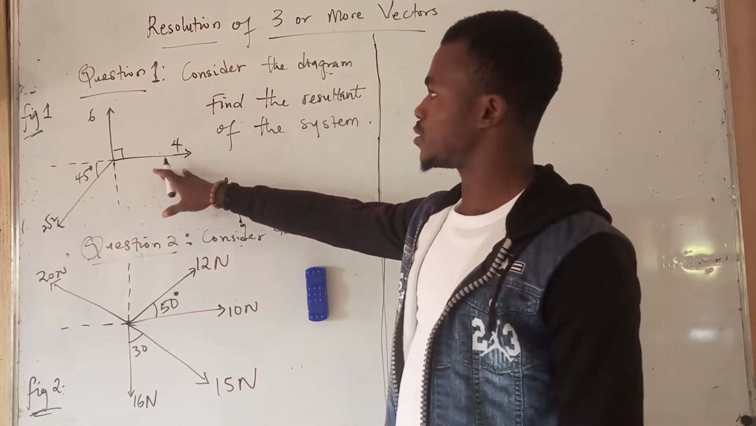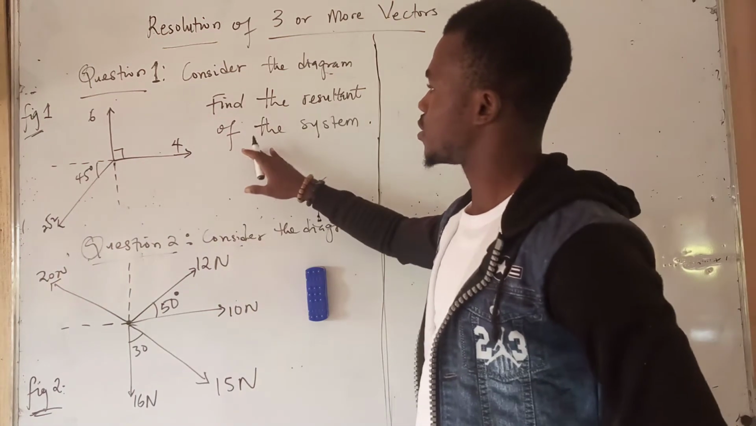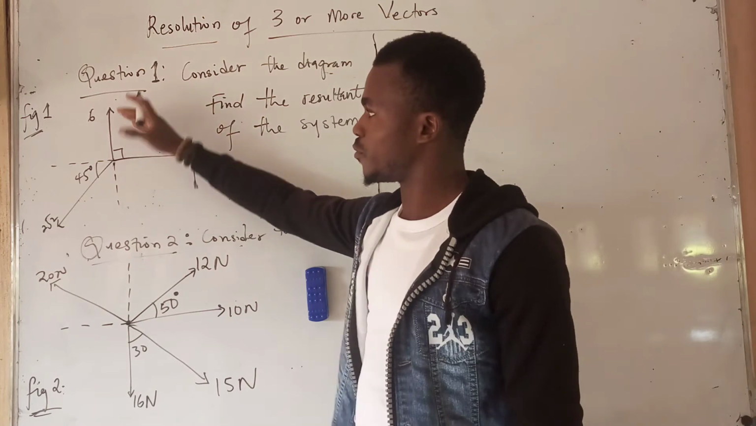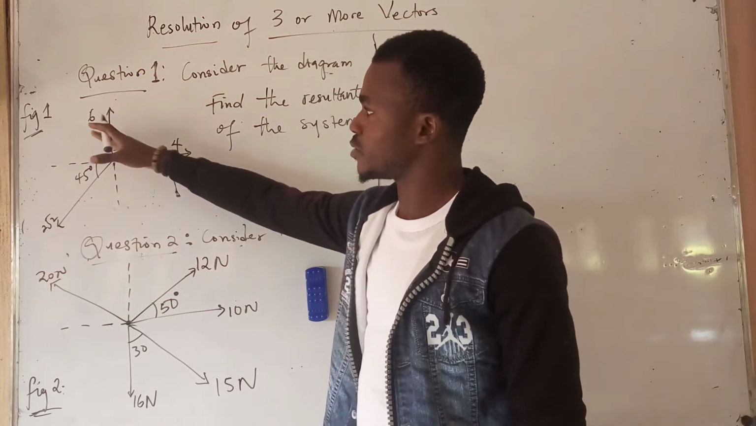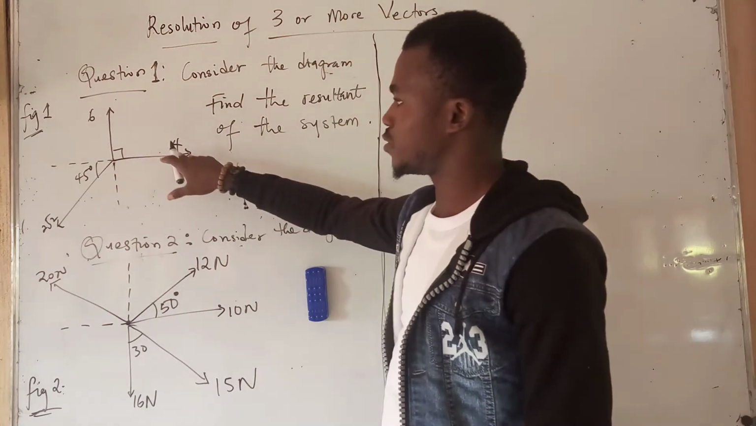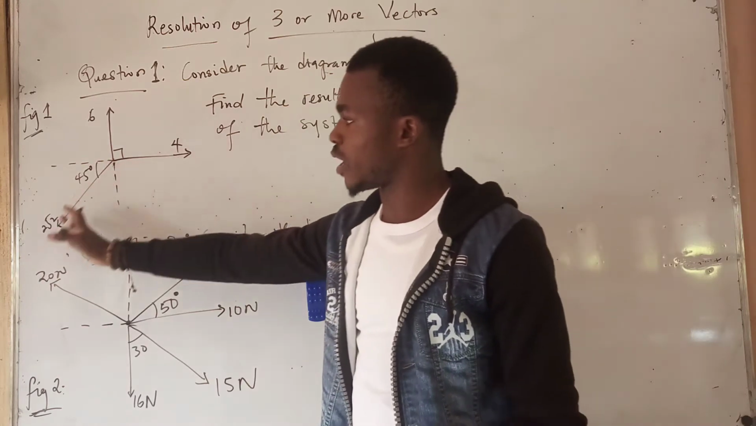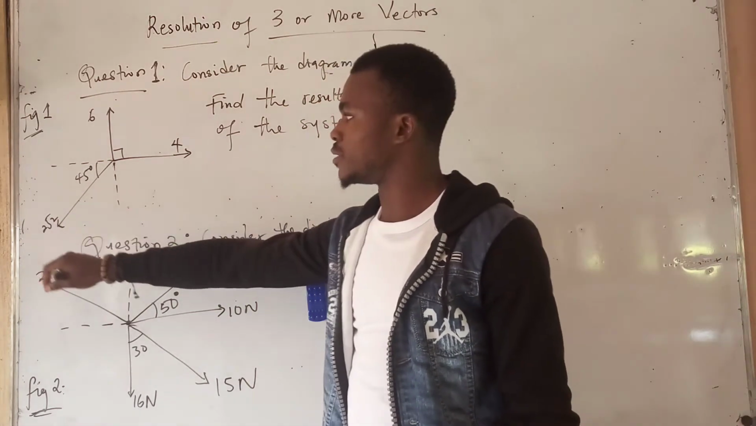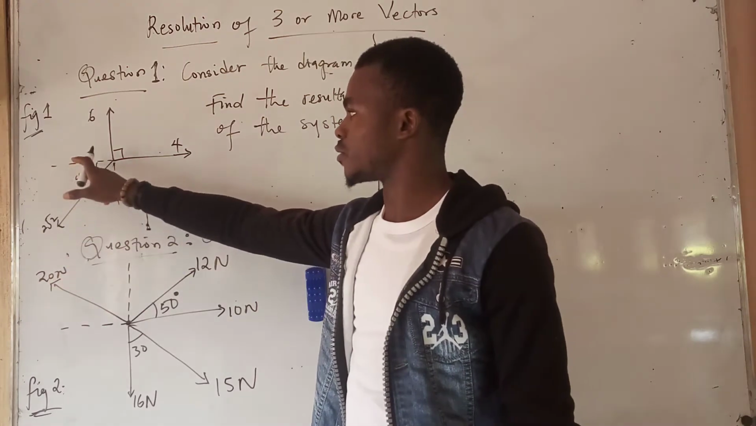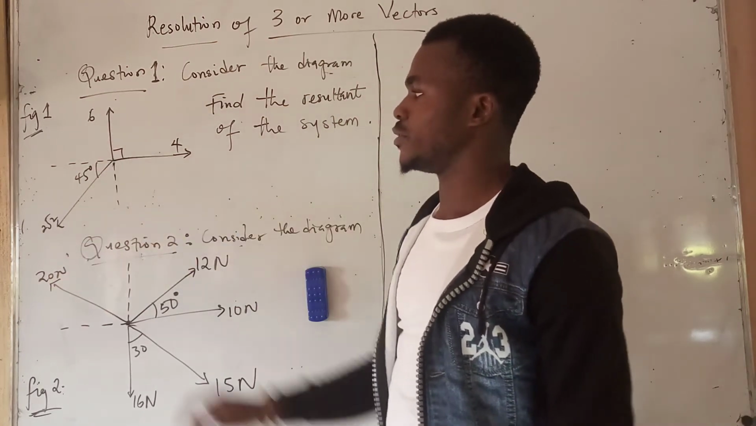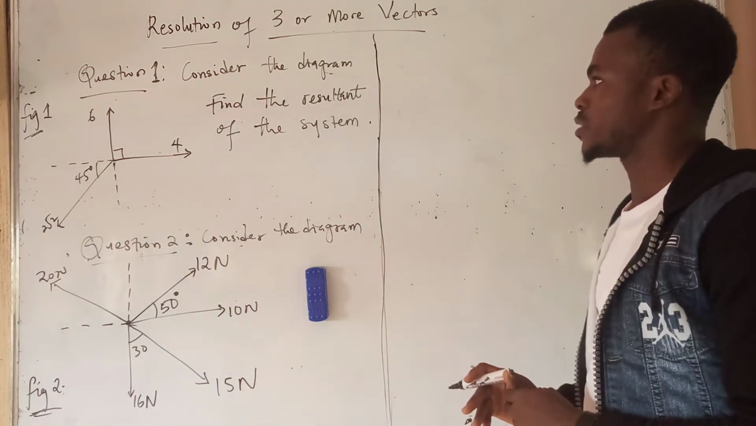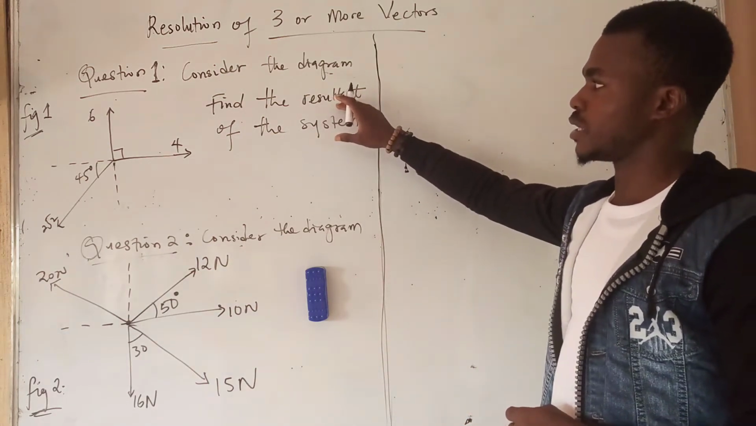Now let's look at this. We have this question that we should find the resultant of the system, and this is the diagram here. We have a vector 6, we have vector 4, we also have vector 2 root 2, okay, and we have their respective angles to the horizontal.